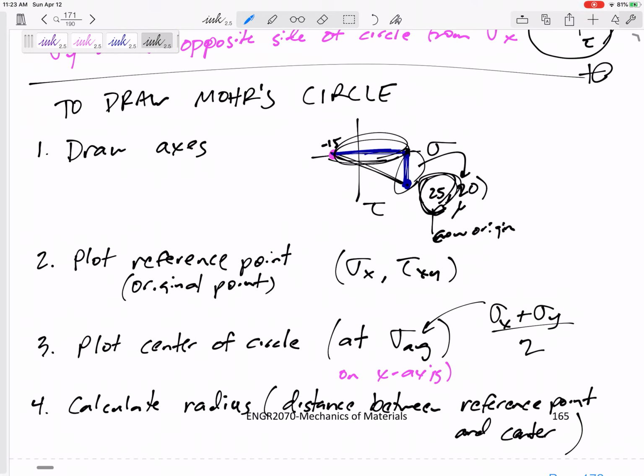This base would be 25 and 15. Right? 40. Okay? Let me reiterate that. If my starting point was 25, 20, and my center was at -15, then this radius would be a squared plus b squared equals c squared. This side is 20, but this side would be 40, right?